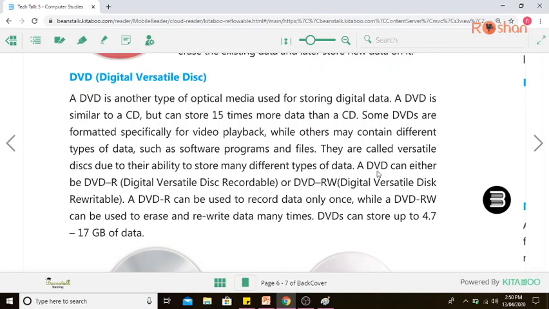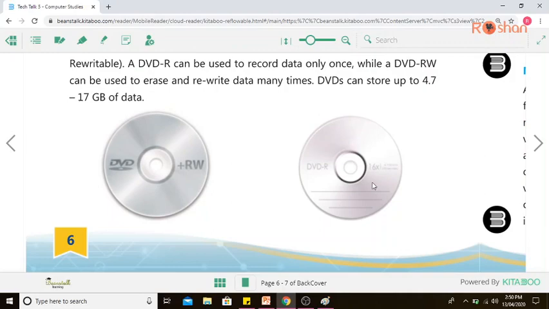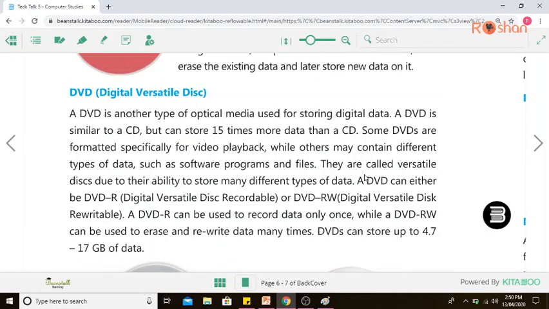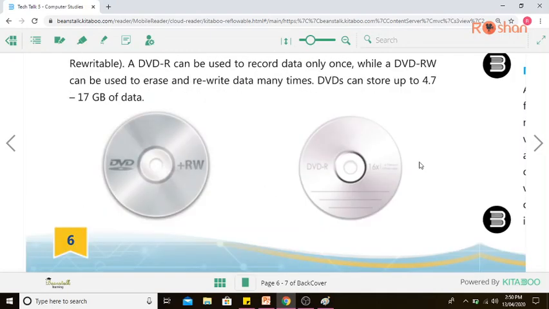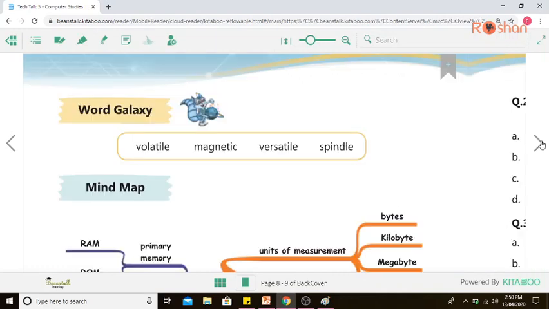DVD has similar features, and there are also two types of DVD, DVD-R and DVD-RW, writable and rewritable. What is writable? Once we write, we can use the information again and again. And rewritable means we can write again and again on the DVD. That is called the rewritable DVD.